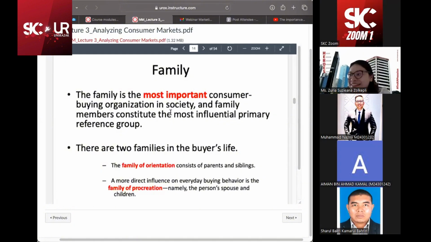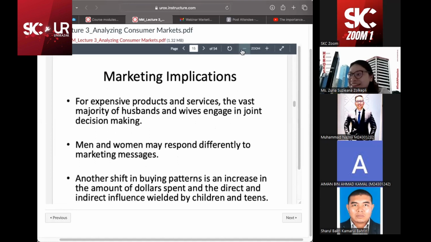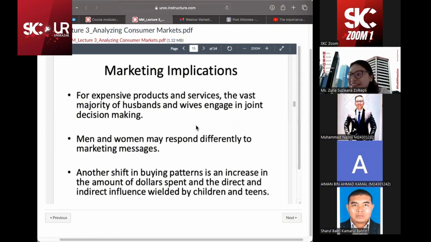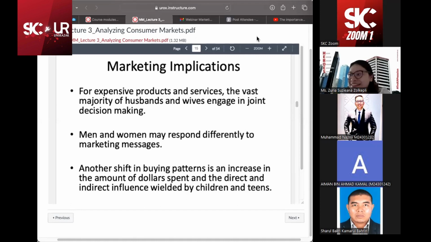Very important. Family constitutes the most influential primary reference group. So for expensive products and services, the vast majority of husbands and wives will engage in joint decision making. Right? The big things, if you want to buy a house or a car. But if it's just buying groceries, in general, asking which brand to use and so on, there's no need to go as far as joint decision making, right? So everyone in a marriage should know their roles and responsibilities when buying things, not only for expensive products and services.